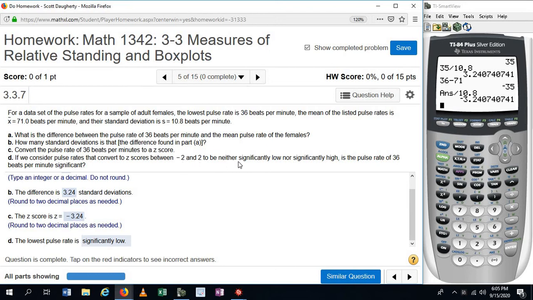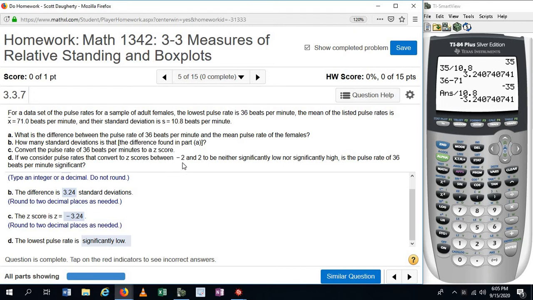Anything below negative 2 in this case is considered to be significantly low, and anything above 2 is considered to be significantly high. Okay, and so since this z-score is below negative 2, that is considered to be significantly low. So for example, the female whose pulse rate ends up being 36 beats per minute in this sample would be considered to have a significantly low pulse rate because it's more than 2 standard deviations away from the average pulse rate of 71 beats per minute.